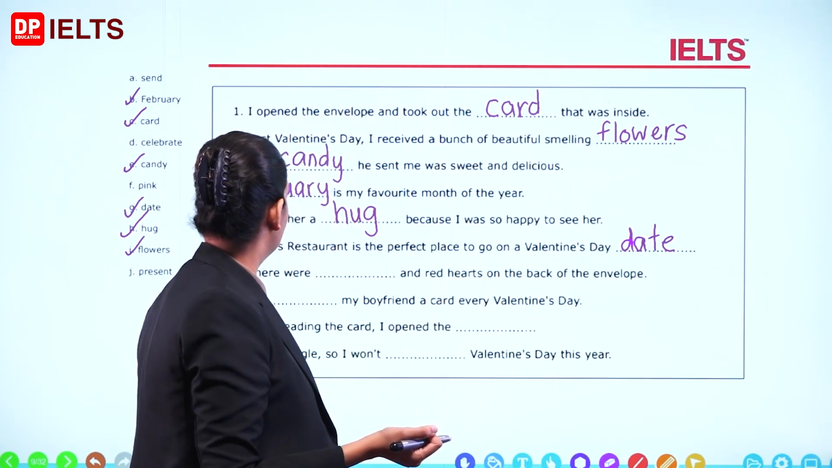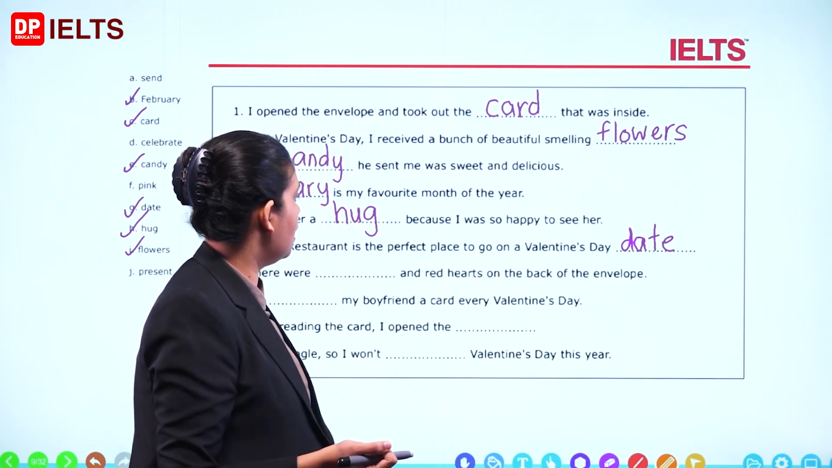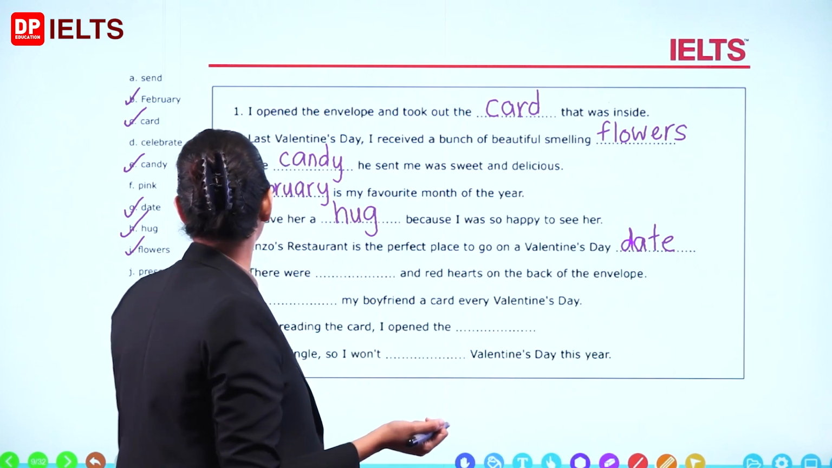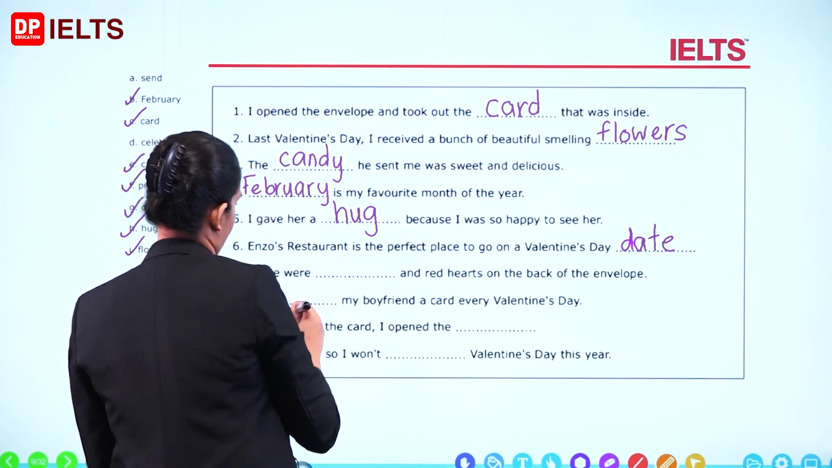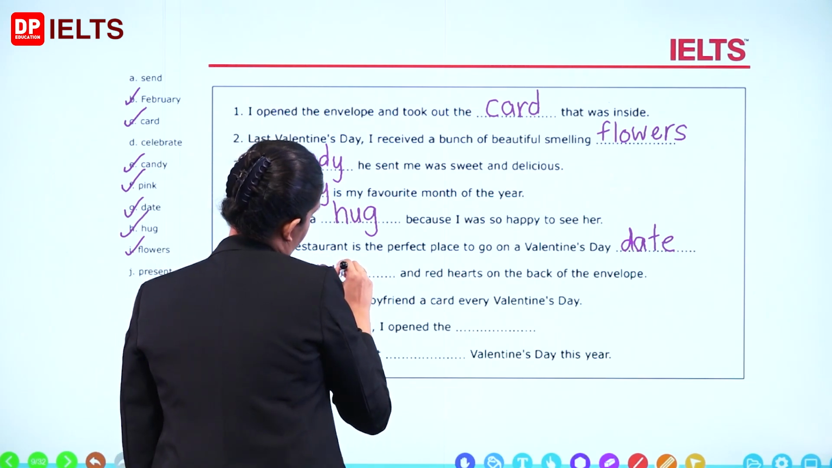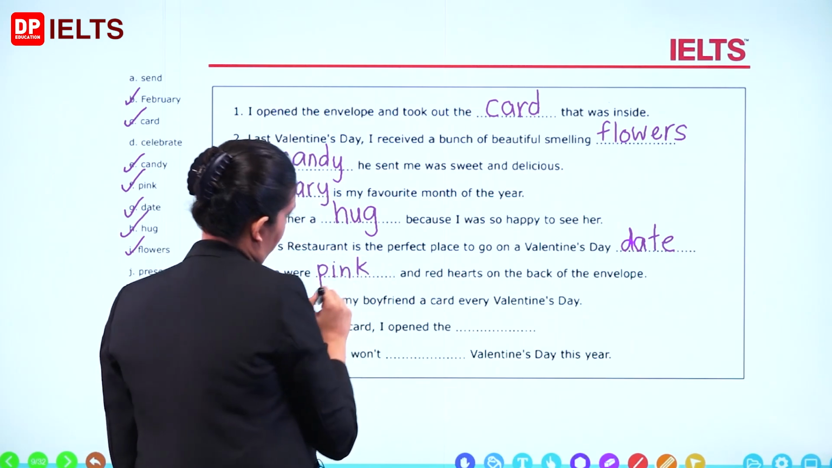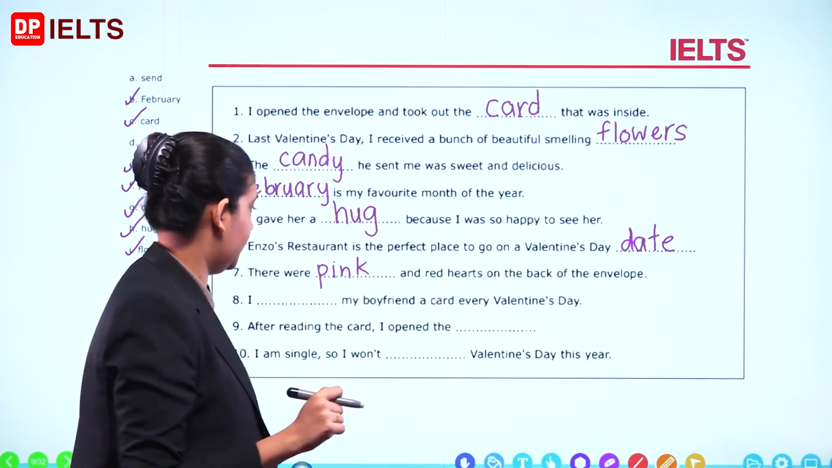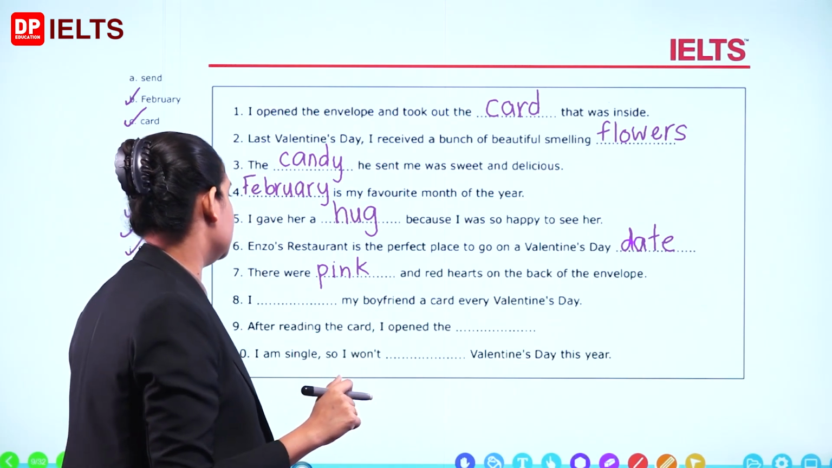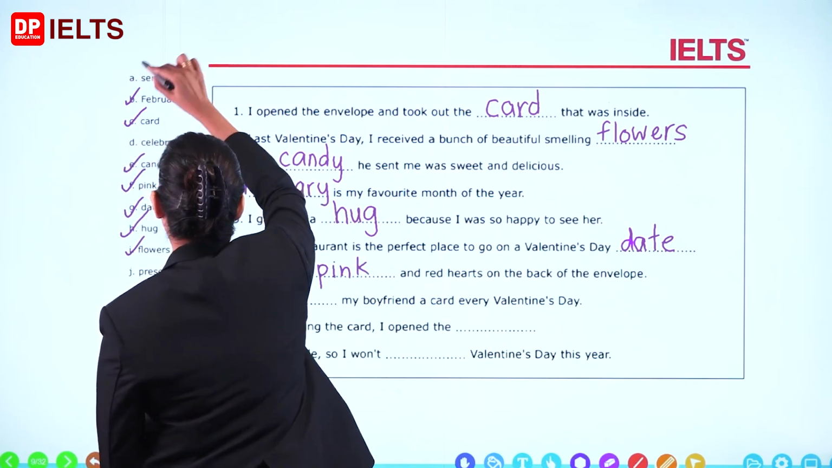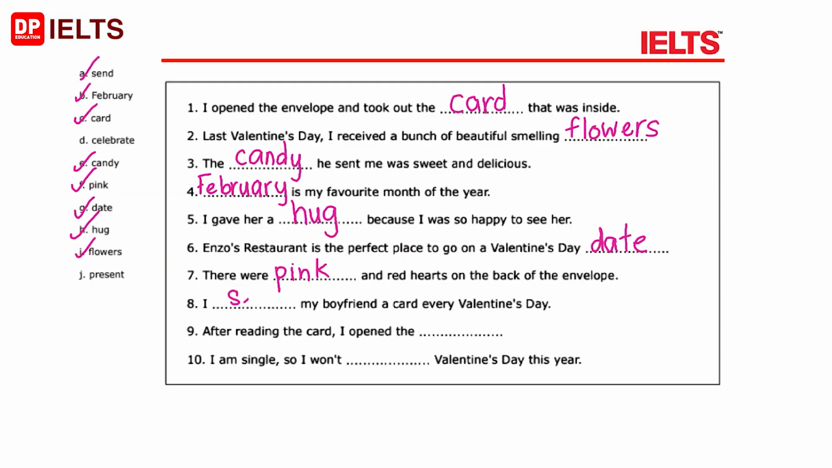Right? There were pink and red hearts on the back of the envelope. Usually Valentine's Day is all about red and pink and white. Okay. I send my boyfriend a card every Valentine's Day. I send සාමාන්‍යයට යවනවා.